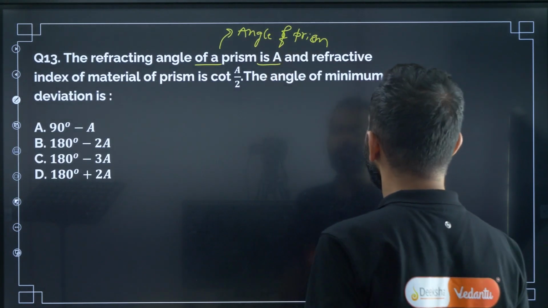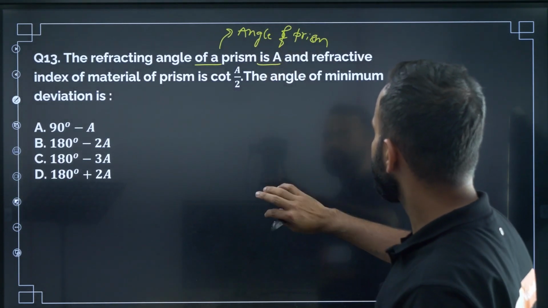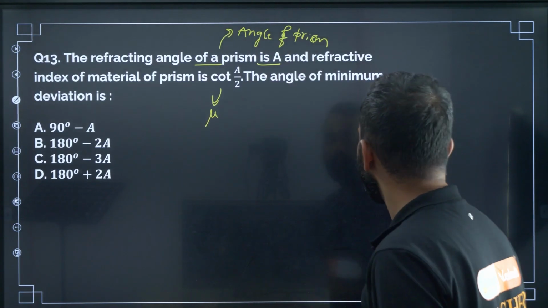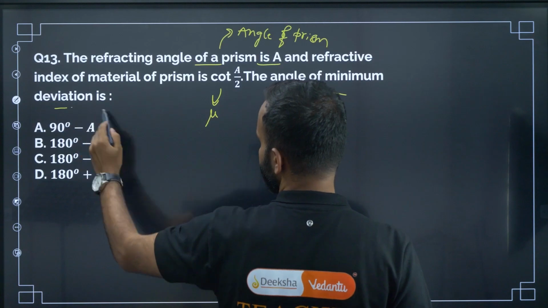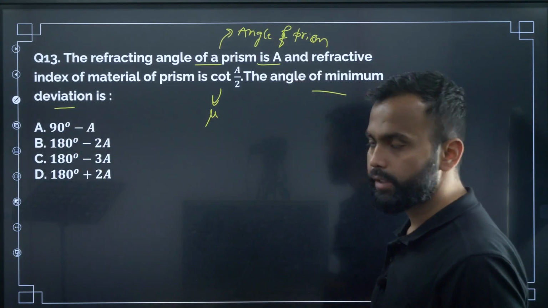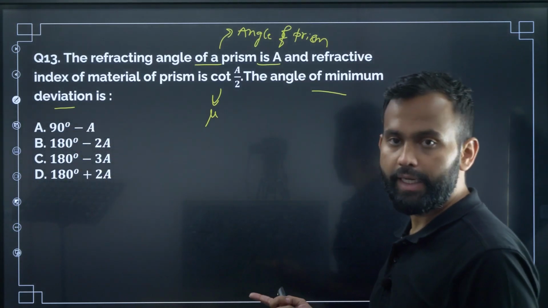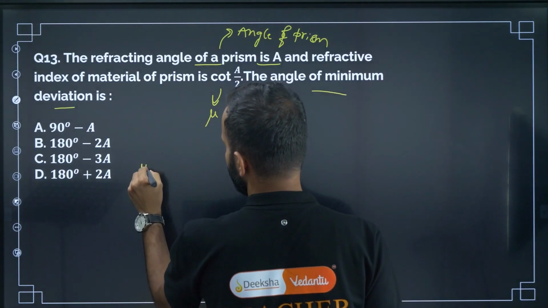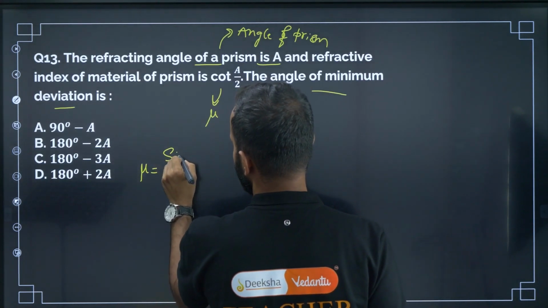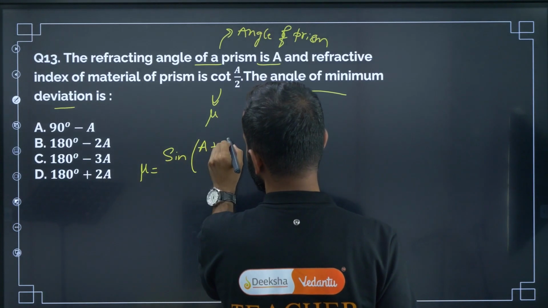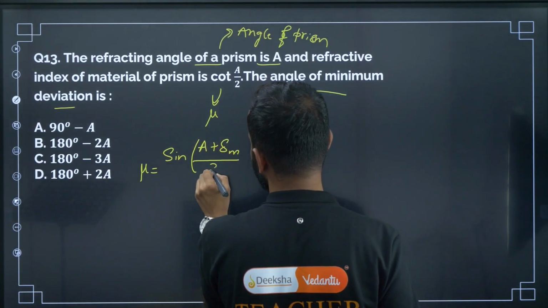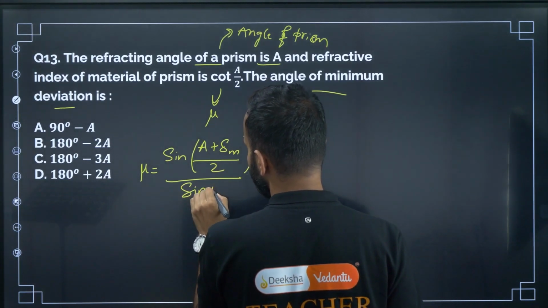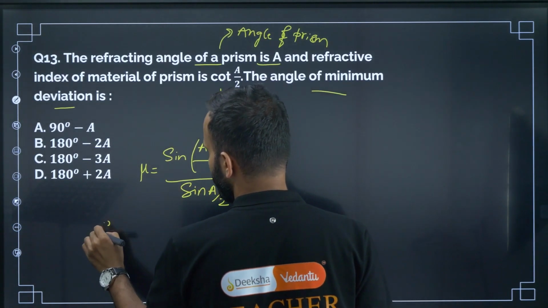Angle of prism is A, and refractive index of the material of prism is cot A by 2. So mu equal to cot A by 2. The angle of minimum deviation is the direct question. Here we know the refractive index of the prism formula: mu equal to sine of (A plus delta m) divided by 2, where delta m is the angle of minimum deviation, whole divided by sine of A by 2. Mu equal to cot A by 2.